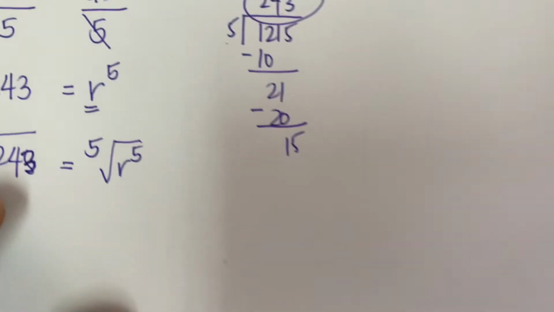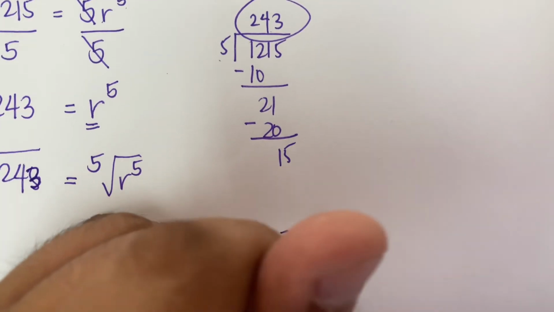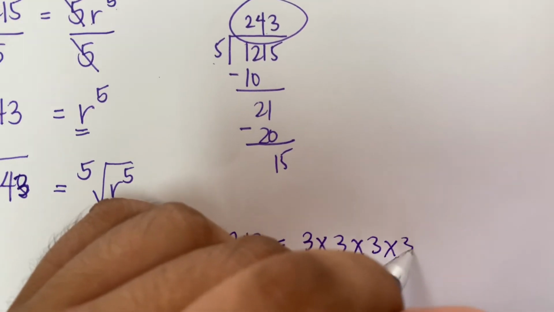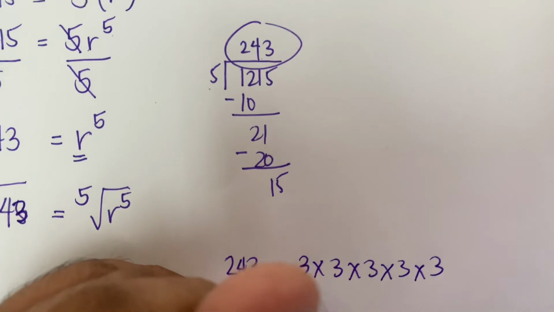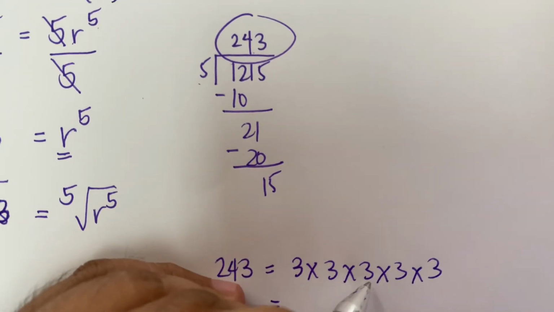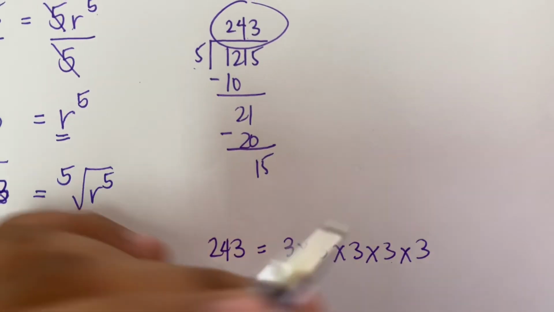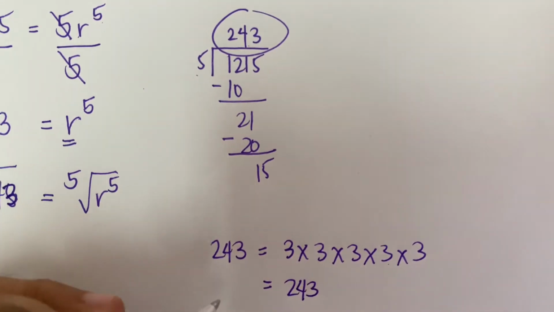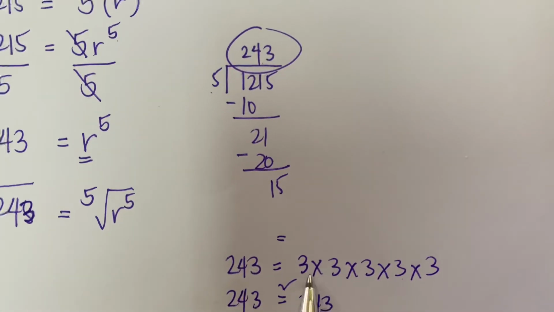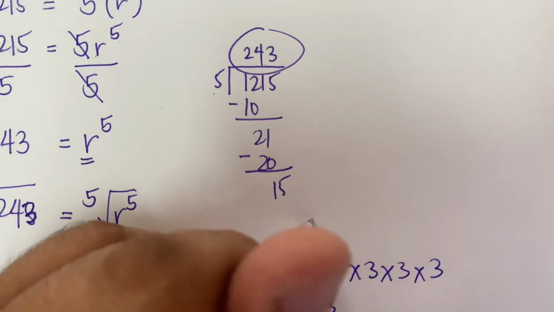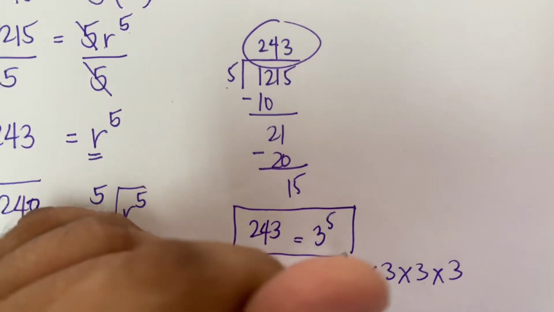So again, let's try to verify 243. Is it 3 times 3 times 3 times 3 times 3? So again, 3 times 3, that's 9, times 3, 27, times 3, it's 81, times 3, it's 243. So that's correct. And this is 3 to the power of 5. So 243 is actually 3 to the power of 5.